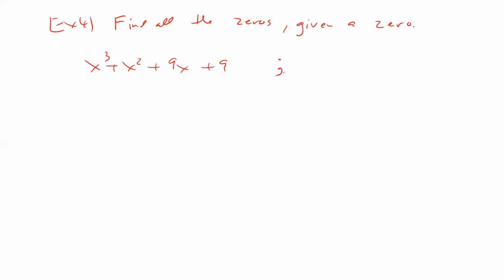Great. And then here it is. I'm given a 0. 3i is actually a 0. Yeah, we know 3i is a 0. So x is equal to 3i would be a 0. We can just go straight to synthetic division.